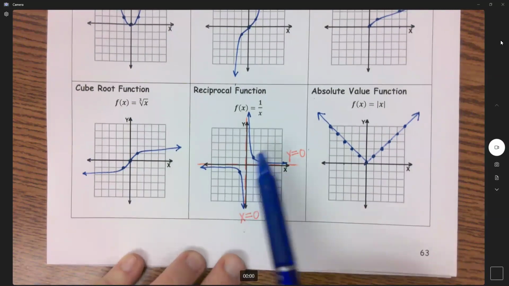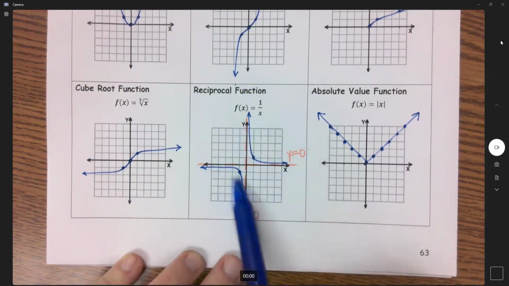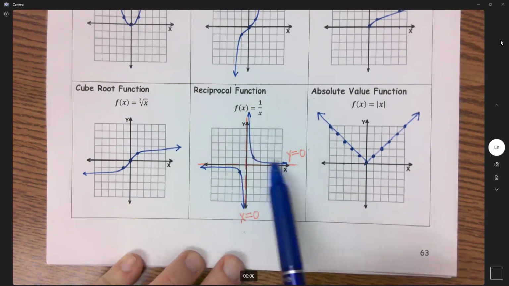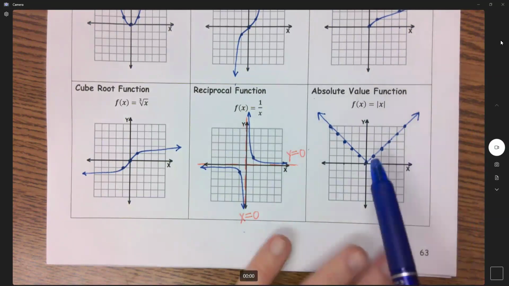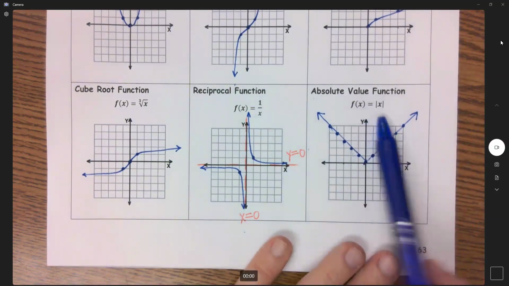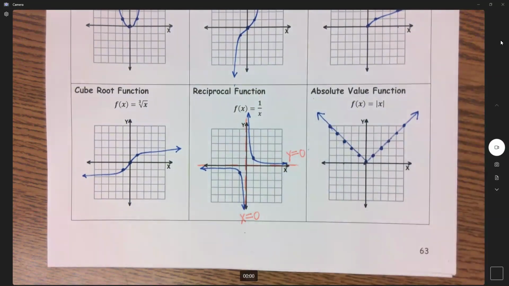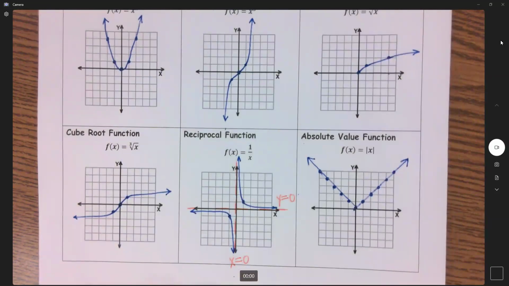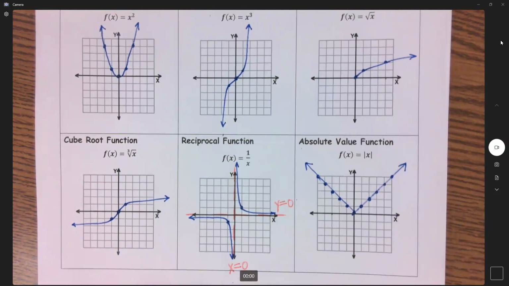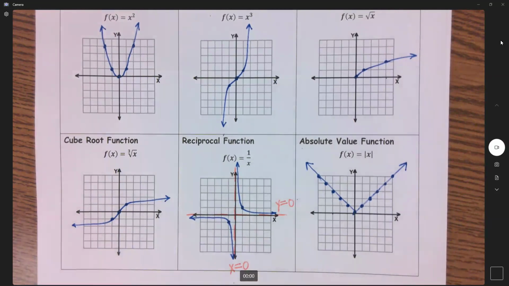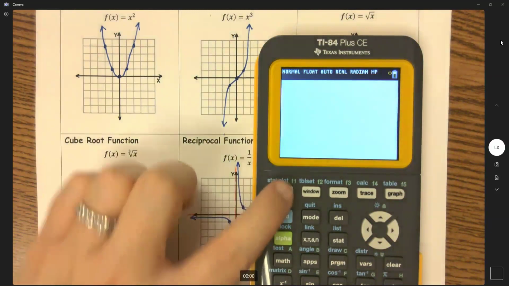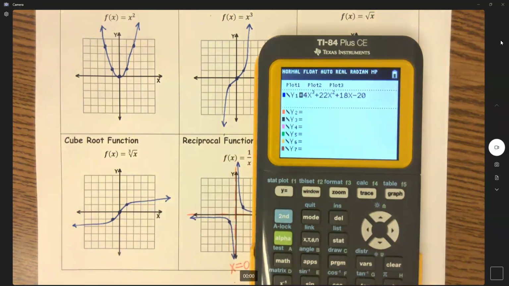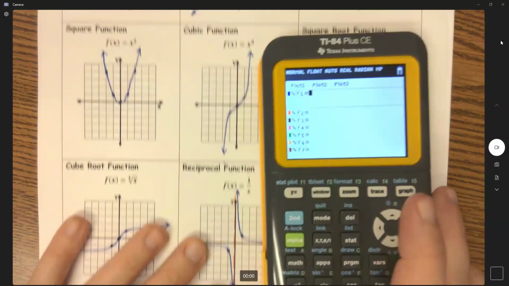Your reciprocal function has these two opposite shapes, boomerangs, if you want to call them. And then your absolute value, or the absolute value of x, makes a V. So you just need to know the general shape these graphs make. Also, if you're ever curious about them, just graph them. I'm going to graph all of these really quickly. If you don't want to see me graph them, just move on to the next video.